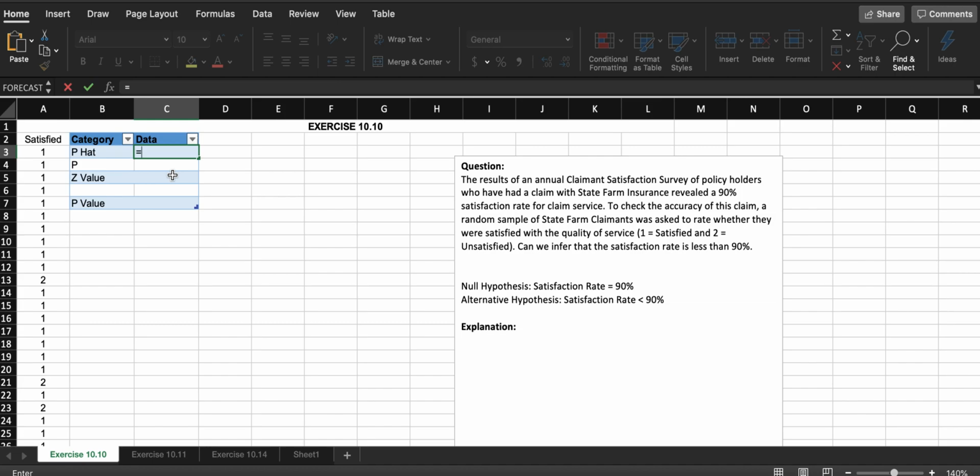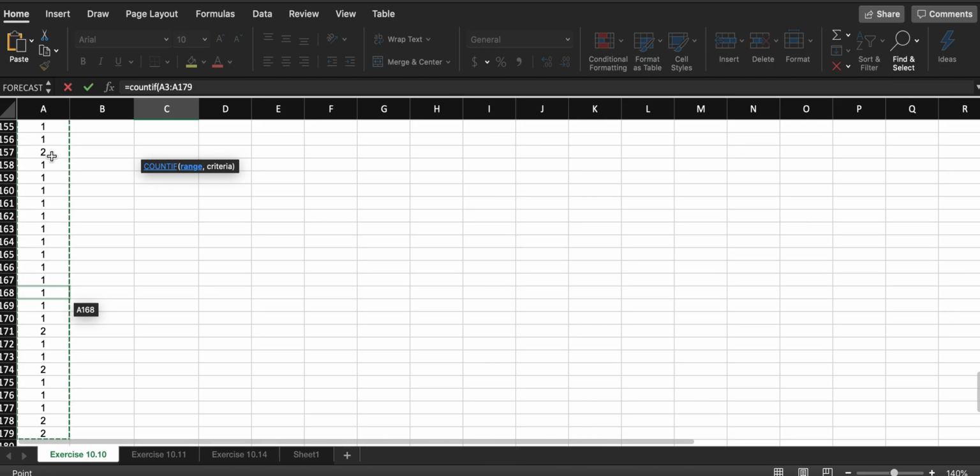Now the code that we're going to use is COUNTIF. Again, we've used this multiple times. You can look at your previous labs. Now our range, it's given by here, so Control Shift down. And then our criteria is going to be 1. Now we're looking at people that are satisfied.